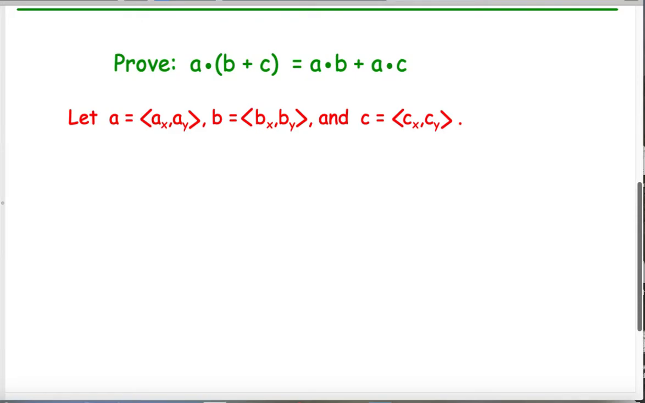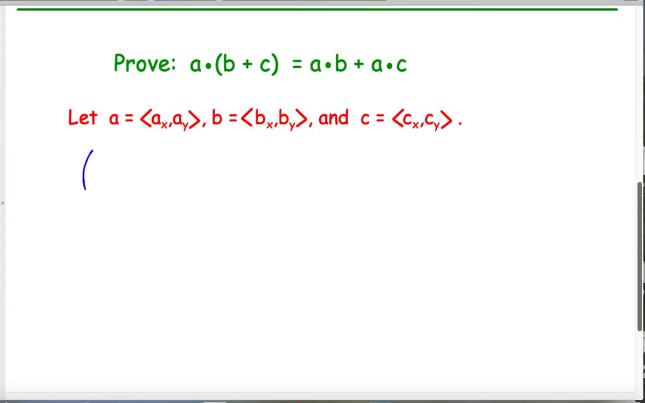So I'm going to work through this very quickly. Not that I would probably ask you to prove something like this on a test, but I think it's important that you can get to that level of proof to generalize some of your ideas. So let's start with the left side. I'll do that in blue maybe. So I want to do a dot (b plus c).